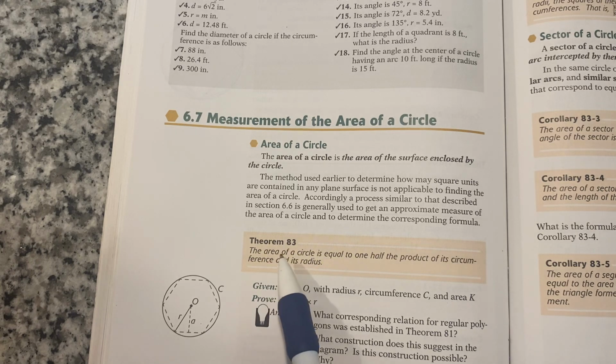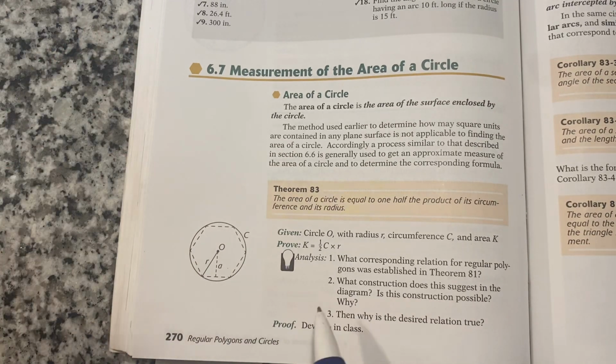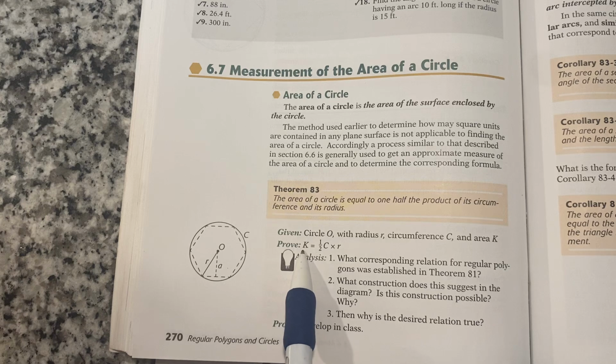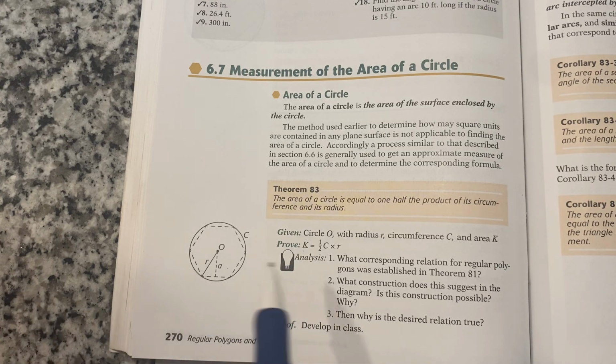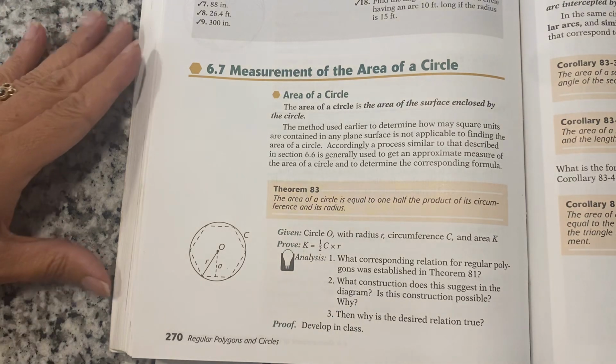So theorem 83 says, the area of a circle is equal to 1/2 the product of its circumference and its radius. So if you want to find an area, there are different formulas, but this is one we need to know. Whenever you have area, remember they always use K, because they don't want to mix it up with apothem or something else. So they put a K for area. Just remember that they're using a K. So area equals 1/2 the circumference times the radius. That's a good formula to know.